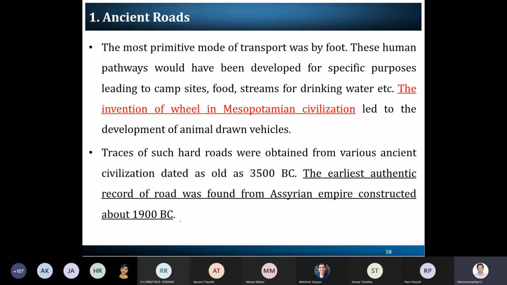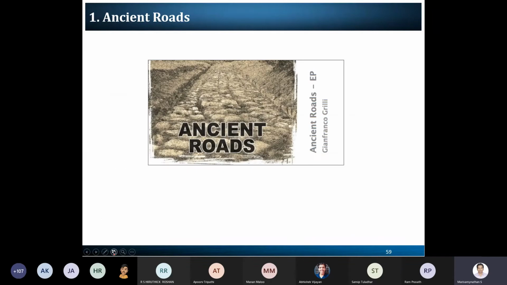Still, we can see some records of such roads. They have found roads constructed in 1900 BC. So these are the kinds of observations we can see, and this is one example of how ancient roads were. Still, it is not an ancient road for your imagination. I'm just saying that if you are walking in some village, you can see roads without pavement or concrete, made by walking itself.